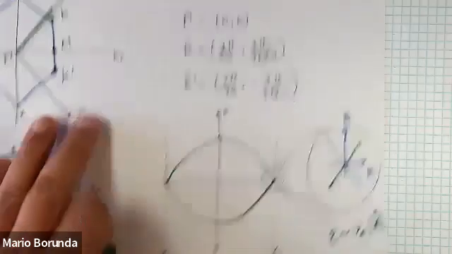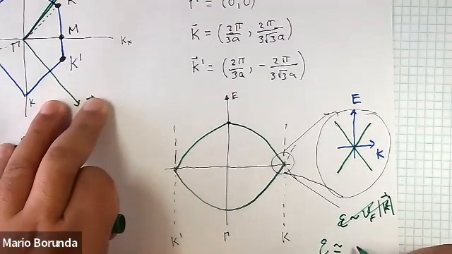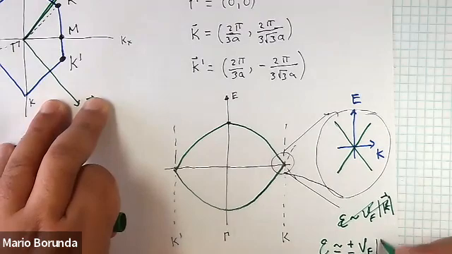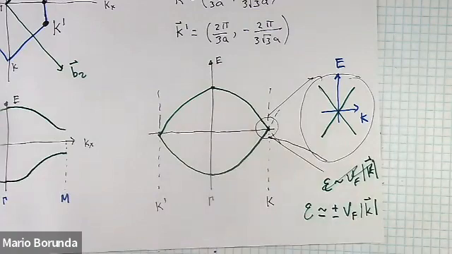So it's linear in K. Let me rewrite it. Energy is almost equal to, there's actually a plus minus Fermi velocity, which is a number, times whatever wave vector you have. Here, as you increase in K, you are increasing in energy, so it takes the positive side. And the slope is given by this value, which is the Fermi velocity.